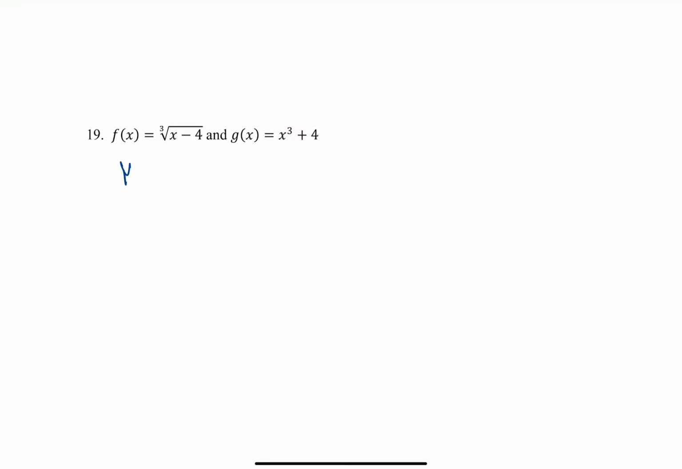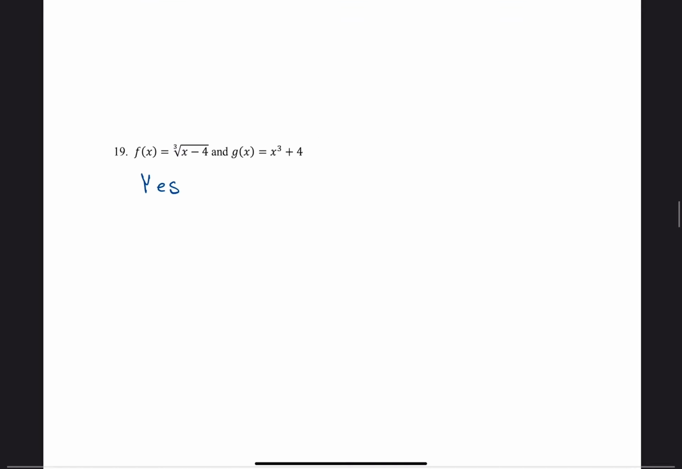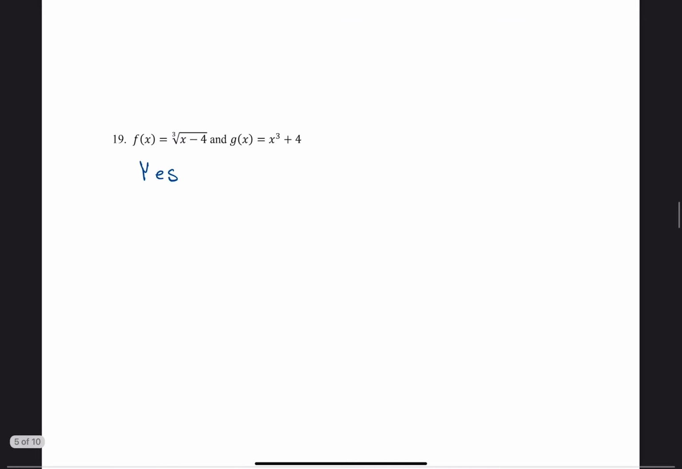So intuitively, the answers here are yes. You can verify this just by using the composition, f of g of x is x, and g of f of x is also x. Again, I'll refer you back to the 2.7 notes if you want the details on those.